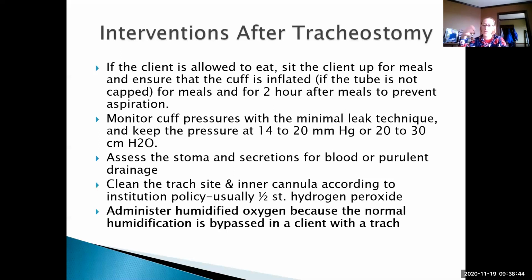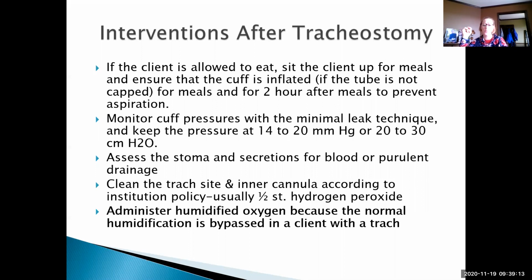But if they're eating, that cuff should be inflated to help prevent aspiration. Again, there's that monitoring the pressures. Don't worry about those different levels. Assessing the stoma and secretions for blood or purulent drainage. Cleaning the trach site and the inner cannula according to institutional policy. So if they have a reusable inner cannula, usually what we clean it with is that half-strength hydrogen peroxide.